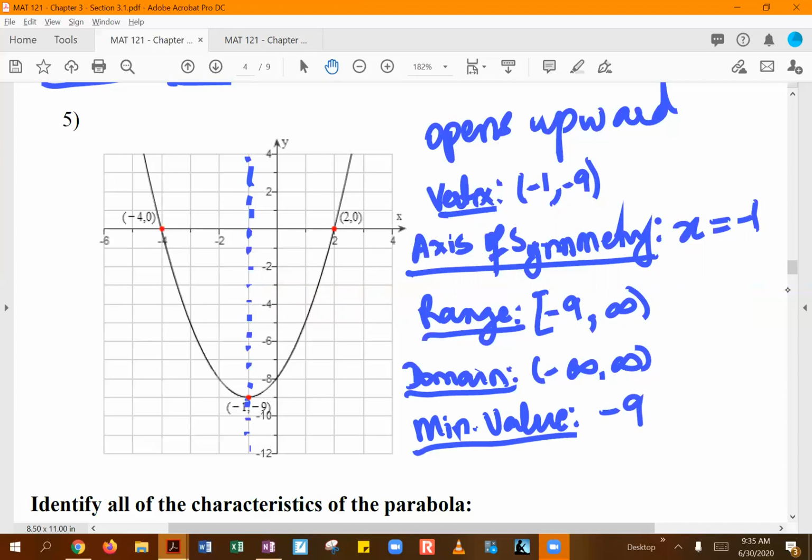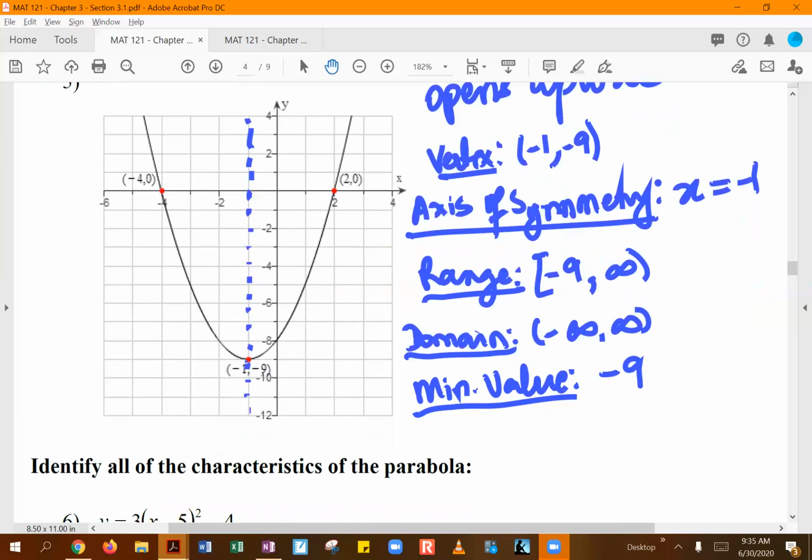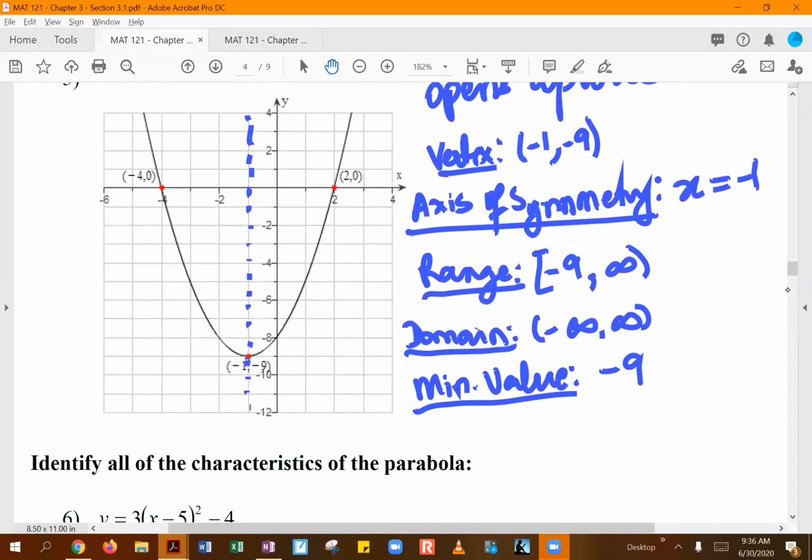All right, let's see. And then the last part they were asking us to find were the intervals on which our function is increasing and decreasing. So what interval is our function increasing on? And what interval is our function decreasing on?